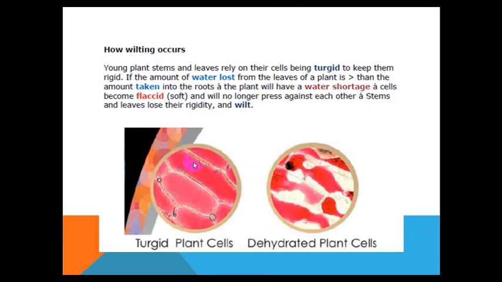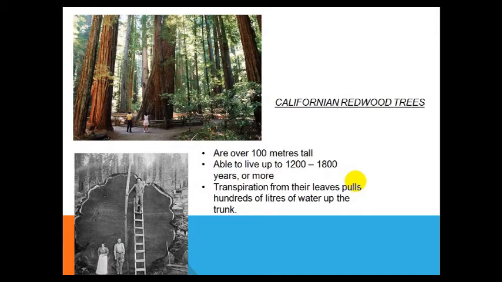So this is how turgid plant cells look under the microscope. This one is the dehydrated plant cells. They start to be pulled apart, the cytoplasm. This slide is showing the Californian redwood trees. These can be found in California, in the United States.